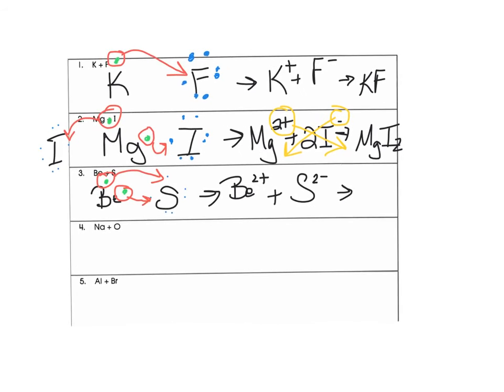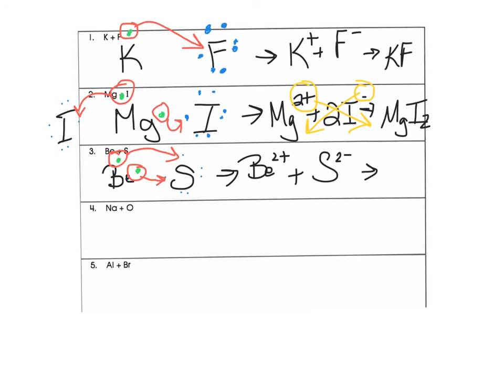So this is where maybe doing the crisscross method would get you in trouble. Because it's not Be2S2. It's a 1-to-1 ratio. So you would get just BeS for beryllium sulfide. Okay? All right, let's look at the next guy.